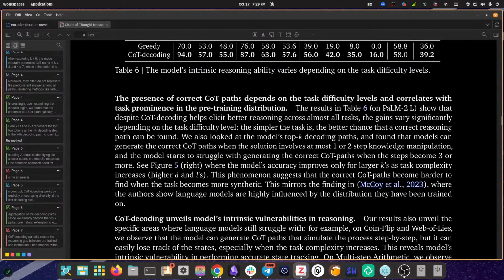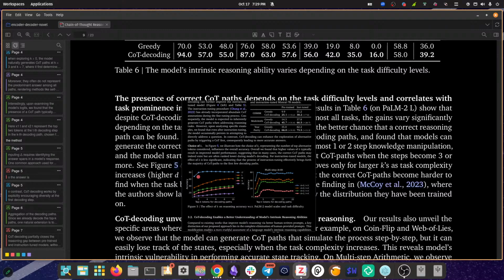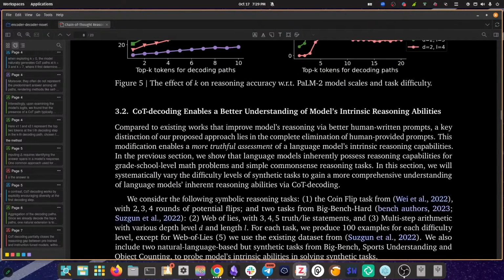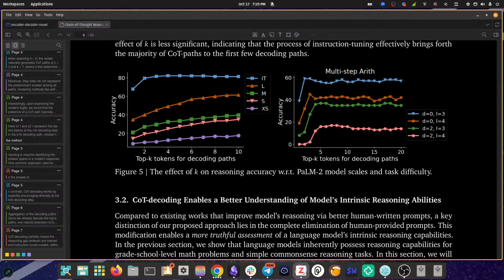Can generate correct COT paths when the solution involves at most 1 or 2 step knowledge manipulation. Starts to struggle when it becomes 3 or more. Okay, so this is top K. Effective K reasoning accuracy with regard to scales and test difficulty. So model size here, and then accuracy, and then top K tokens for decoding paths. So if the path is 10 tokens long, then something, or number of tokens maybe.